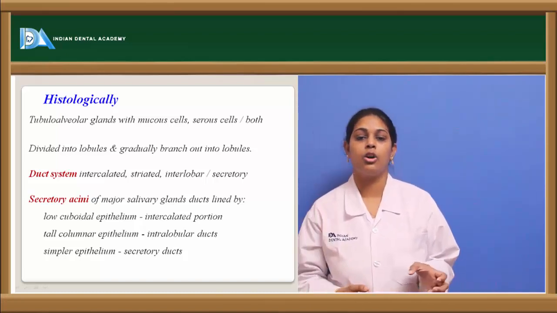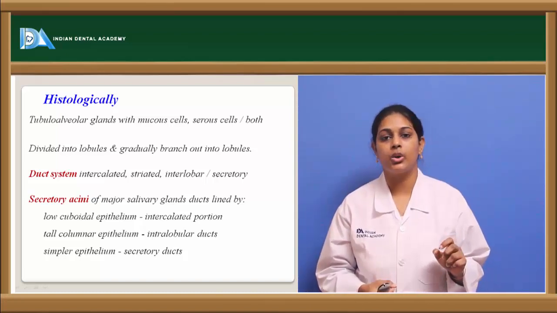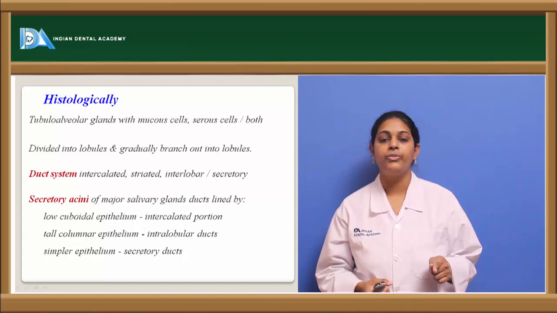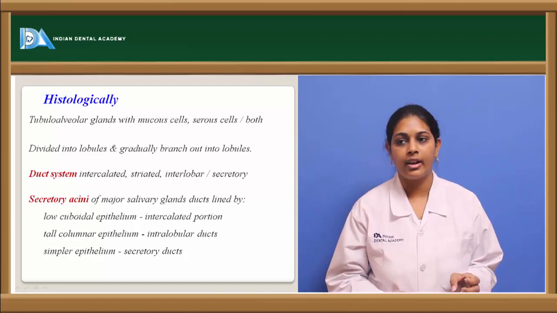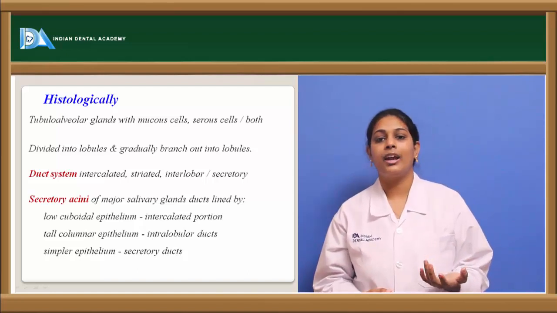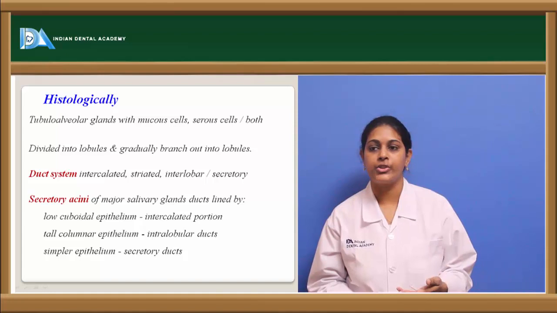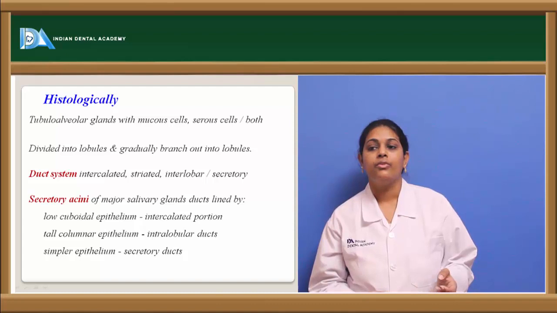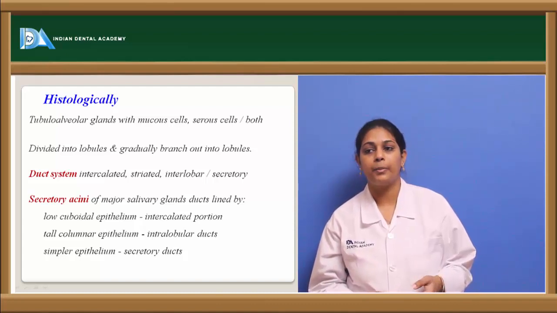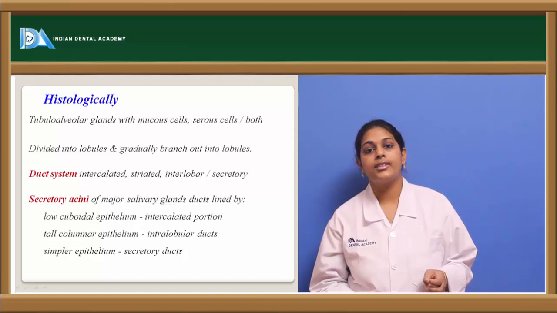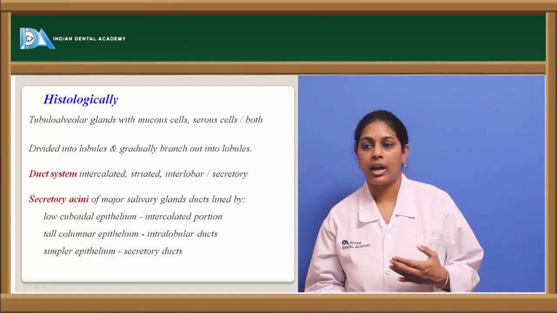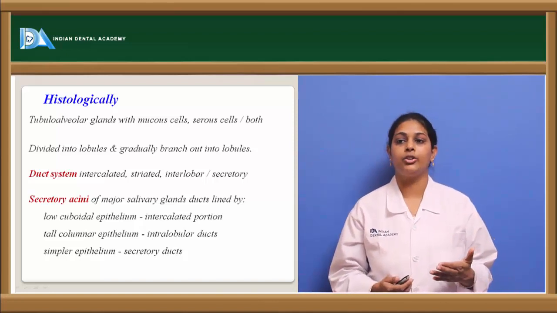Coming to the acinar cells, or also known as acini, it is known as an acinus when mentioned in a singular form, whereas acini is used when mentioned in a plural form. So the secretory acini, they are the major salivary gland ducts which are lined by three types of cells. One, they are lined by low cuboidal epithelial cells at the intercalated portion. Next, they are lined by tall columnar epithelial cells at the interlobar duct, whereas at the excretory area of the duct, they are lined by simple epithelium. So this is the type of epithelium which we observe in a salivary gland tissue.